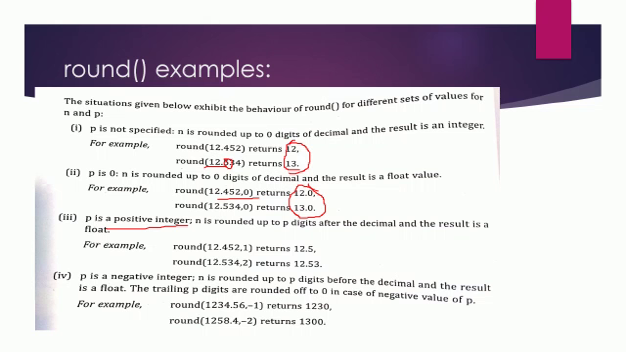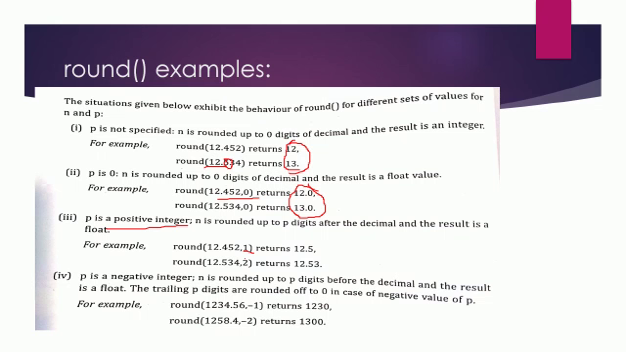So what happens when a positive integer is given as p? Let's check. You can see here 1, right? So it says that one value should be there after the decimal point. So you can see 12.452. You know this, so only one value should be there.